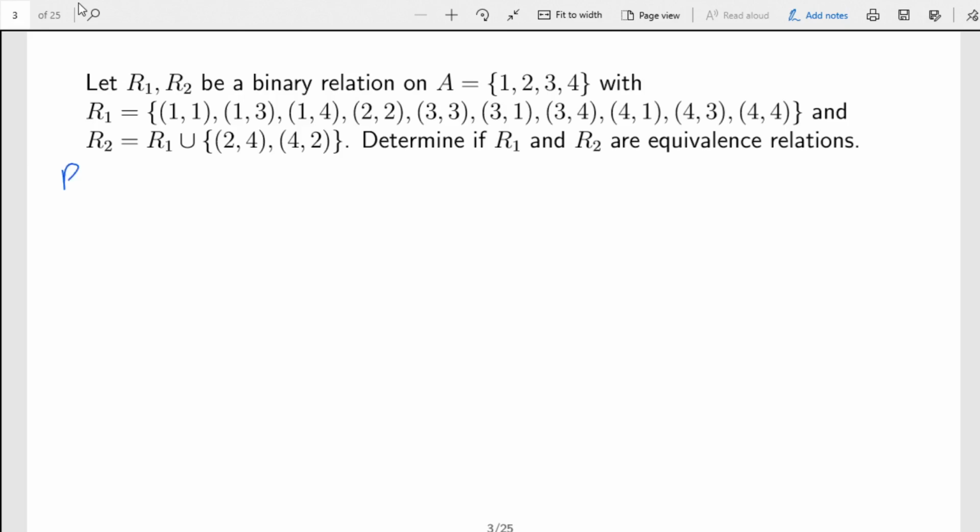For R1, is it reflexive? Well, the answer is yes, since for all elements a of A, we have that (a, a) is in R1: (1,1), (2,2), (3,3), and then (4,4).